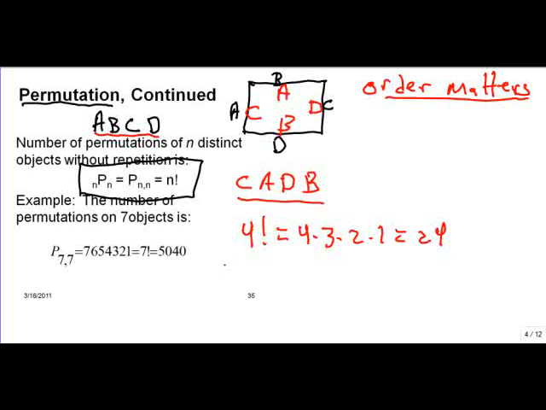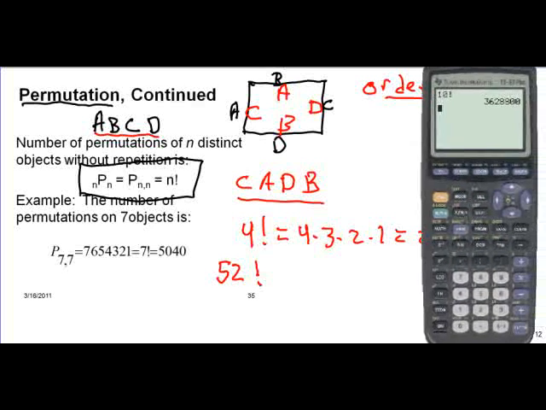Another interesting one is taking a regular deck of cards and shuffling a deck of cards. So here we have to remember that when we take a deck of cards and we shuffle the deck of cards, order matters. So each arrangement is different. Since I have 52 cards and I'm going to use all 52 cards to shuffle a deck of cards, then that means that there is 52 factorial ways to shuffle a deck of cards.